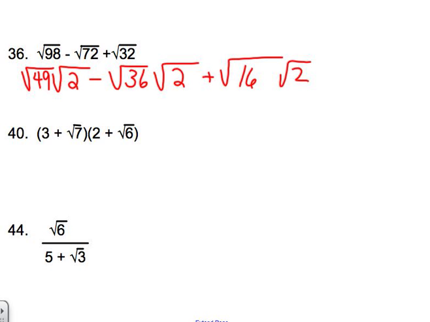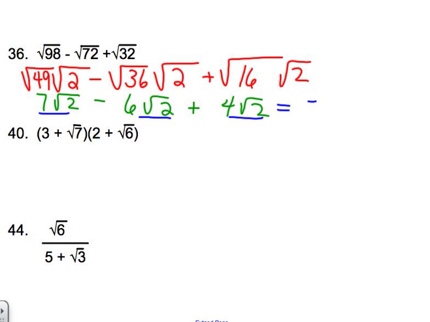Then take the square root of those perfect factors. Square root of 49 is 7 times the square root of 2. The square root of 36 is 6 times the square root of 2. The square root of 16 is 4 times the square root of 2. And because all numbers are the same underneath the radical, those are like terms. 7 minus 6 is 1. 1 plus 4 is 5 times the square root of 2.